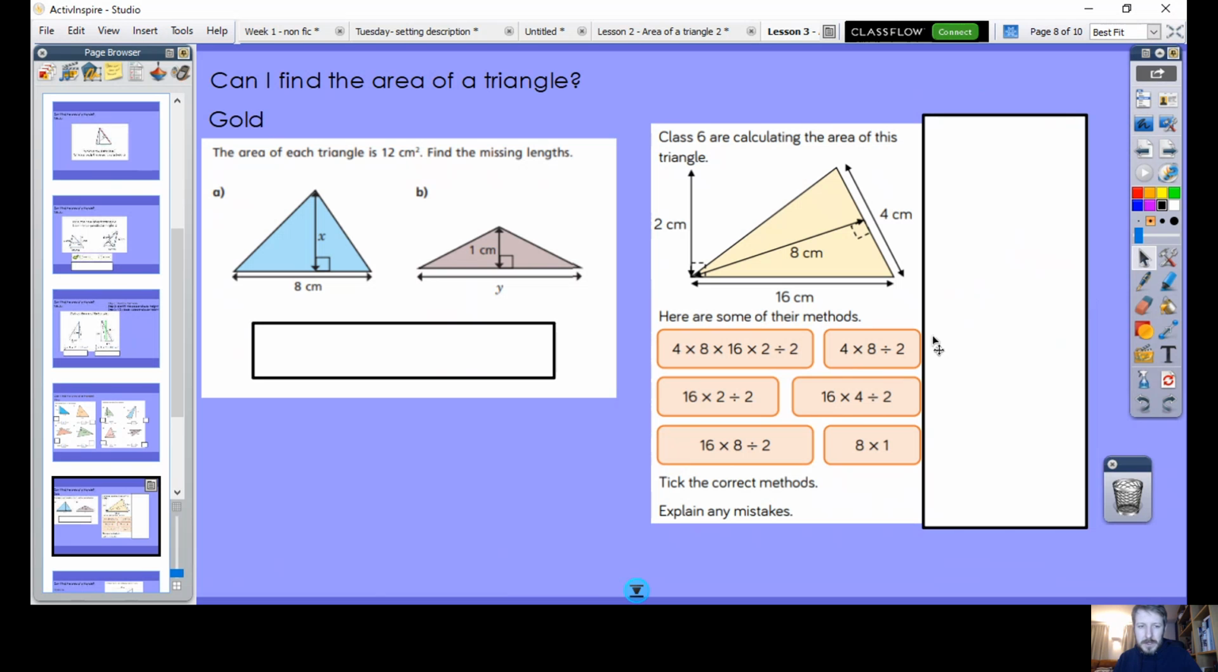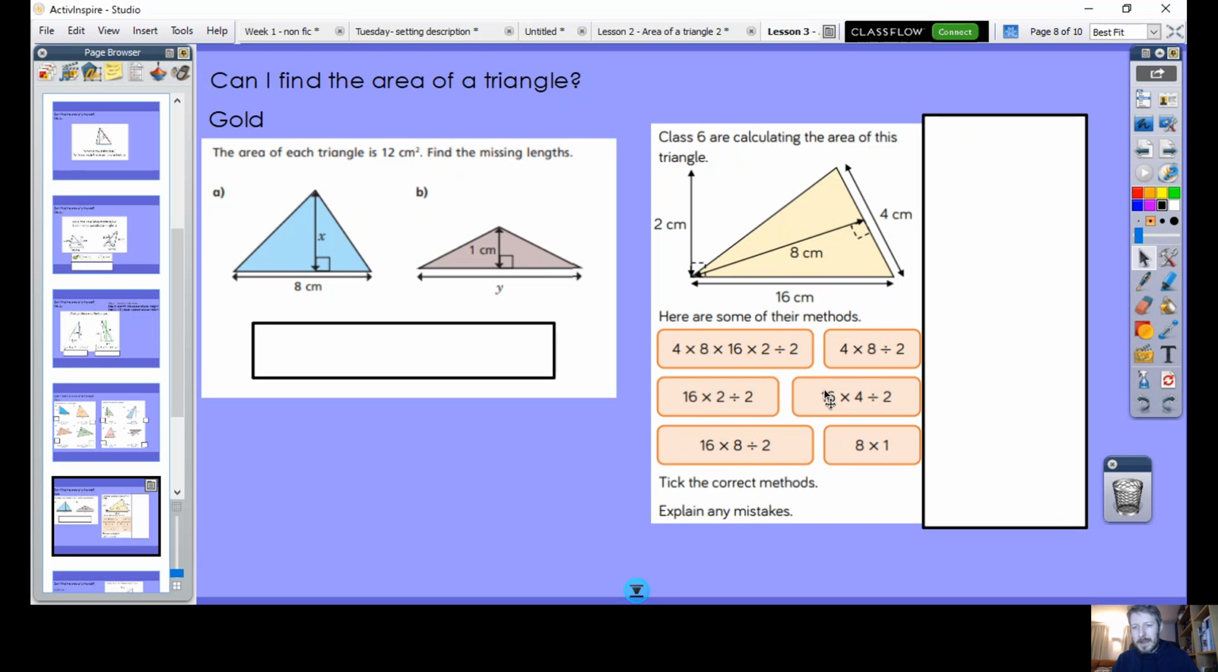Right, now some gold questions for you to try and tackle. The area of each triangle is 12 centimeters squared. Find the missing length. So you've got to work backwards. So the area is 12. What does that mean these lengths must be to make it 12? Remember, the base has to be halved to multiply it by the perpendicular height. So think carefully about what you're going to be multiplying after you've halved the base to solve this one.